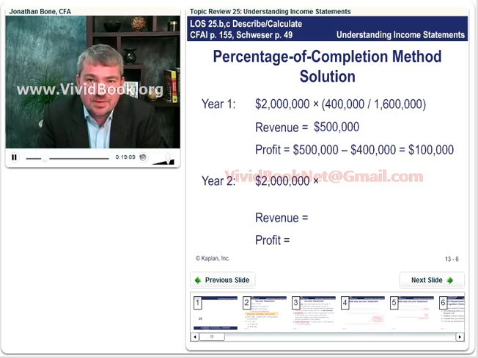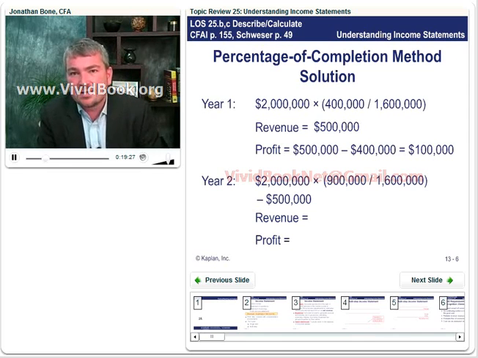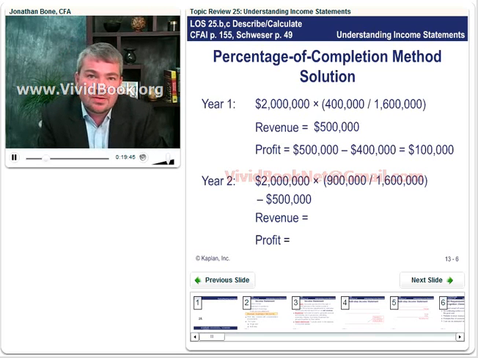Okay, in year two, we're going to take our $2 million contracted sales price, and we're going to multiply it by the cost incurred to date, $400,000 in year one, $500,000 in year two, so $900,000, and it's going to be $900,000 over the total cost of $1.6 million. Okay, let's see what the figure is that we get from that. I'm just going to have to quickly do it on my calculator. So 9/16, 900,000 over 1.6 million, times our 2 million contracted selling price, and we get $1.125 million. Be careful. This is the cumulative revenue that we should have recognized to date.